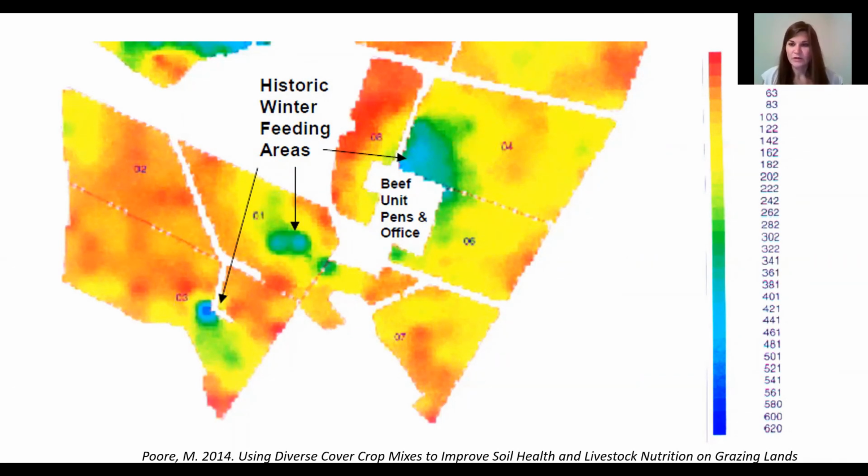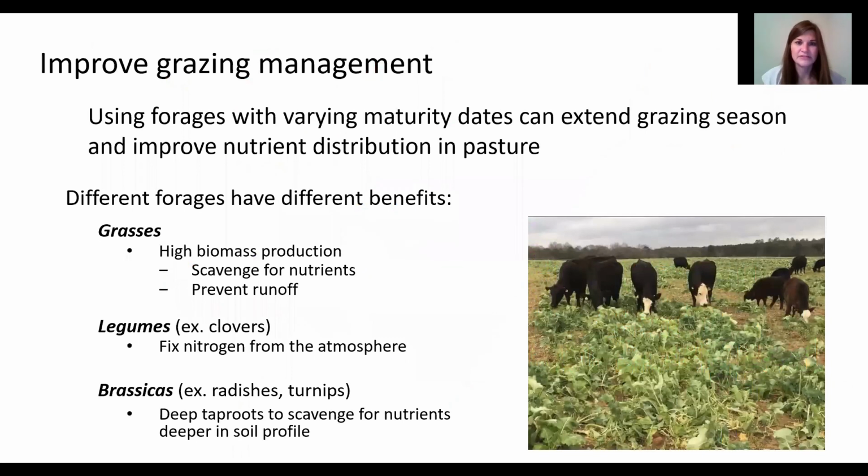And so there will be a webinar on grazing management this month, and that's a great place to learn more about grazing management, which will in turn help with nutrient distribution. Lastly, using forages with different maturity dates can also help improve nutrient distribution in pasture just by extending your grazing season. So when we extend our grazing season and less hay is fed, it's more likely that those cattle are going to be moving throughout the pasture and distributing nutrients more equally.